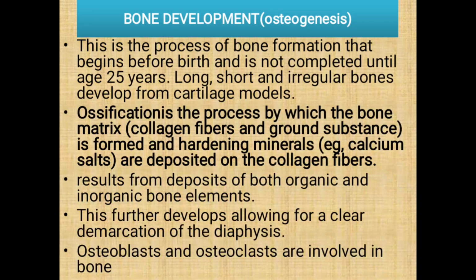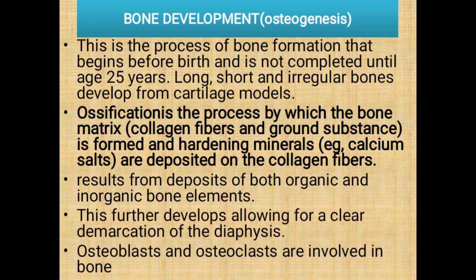So long, short, or irregular bones develop from cartilaginous models. Cartilage models. So ossification is the process by which the bone matrix, that is the collagen fibers, and the ground substance is formed, and hardening materials. So examples are hardening materials in the calcium salts are deposited on the collagen fibers.